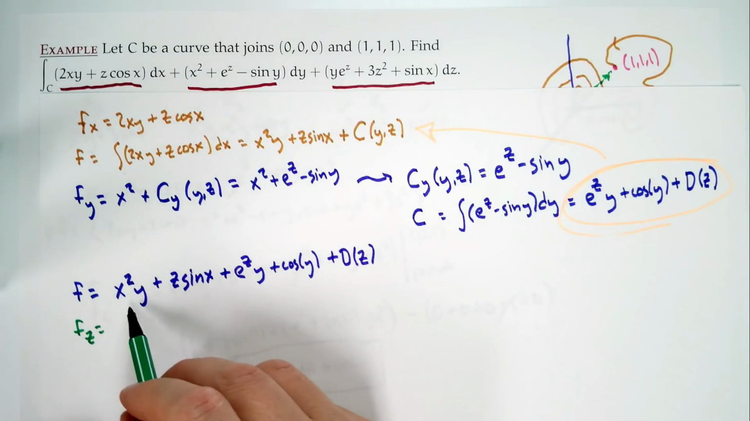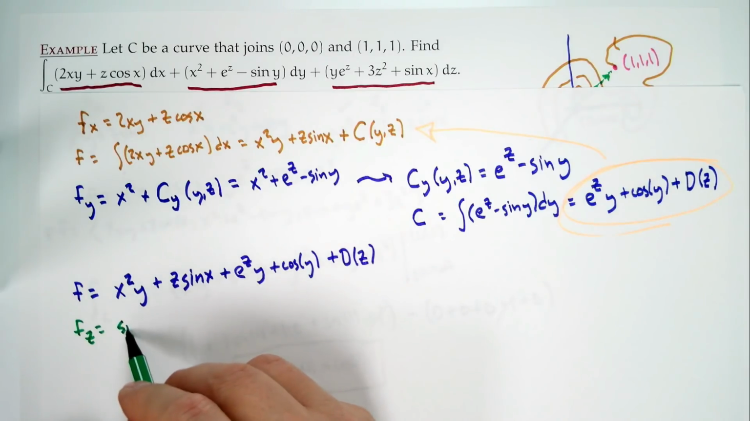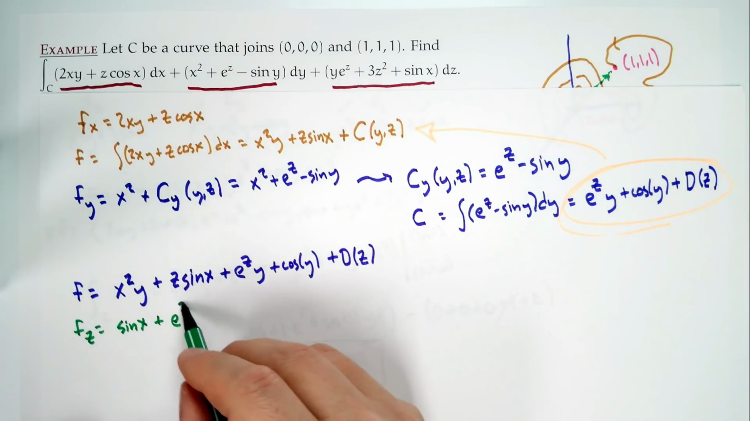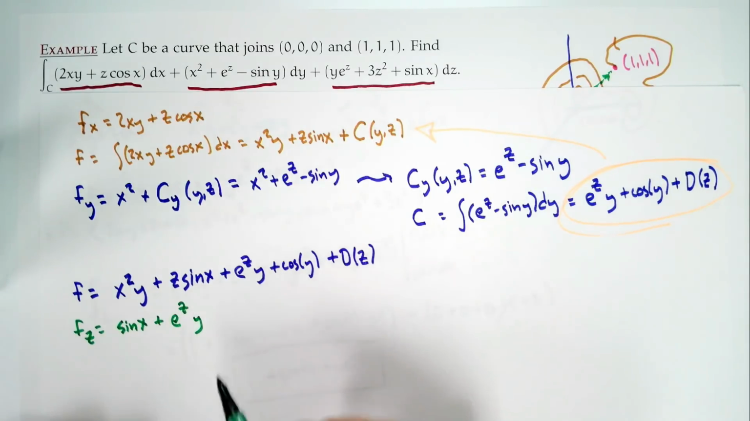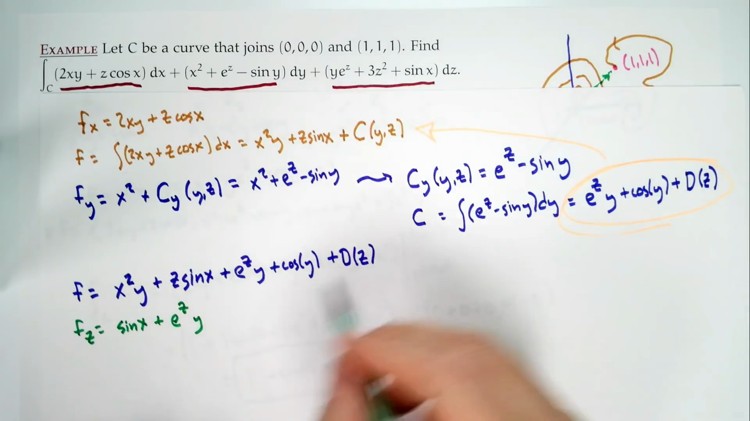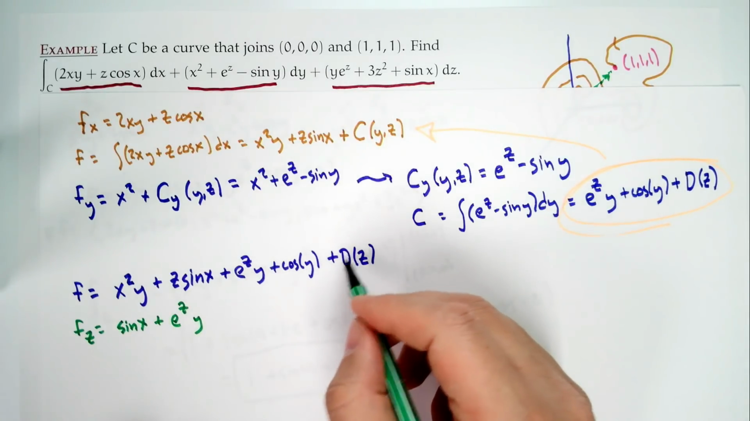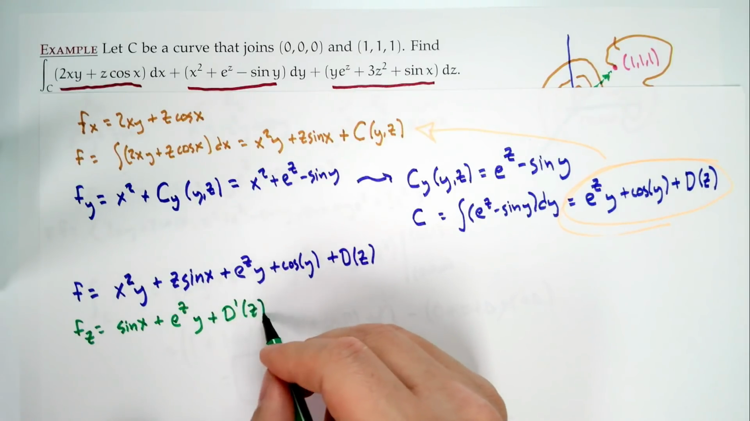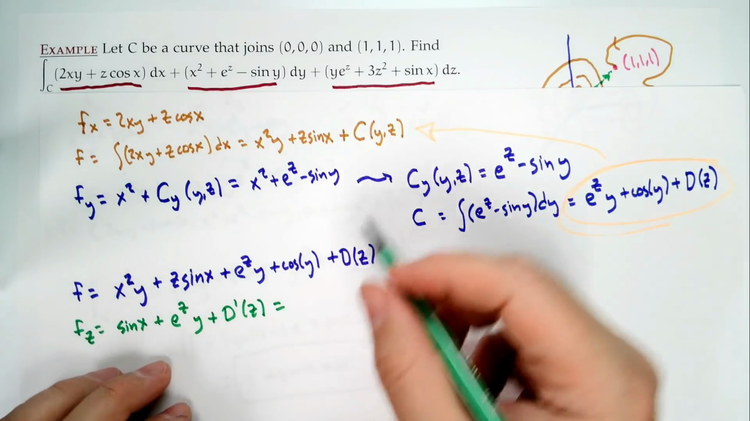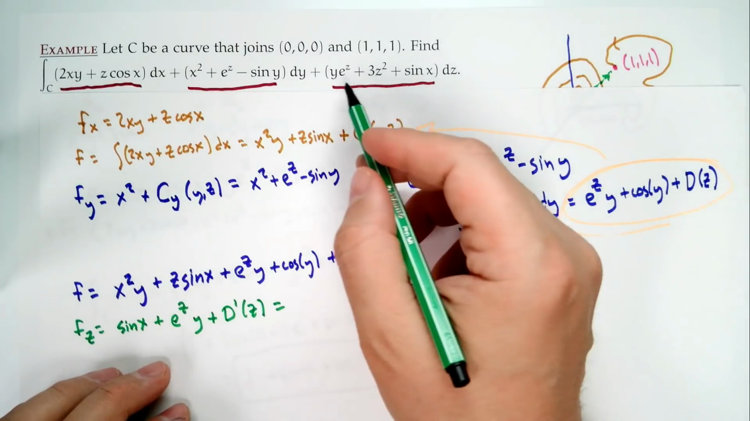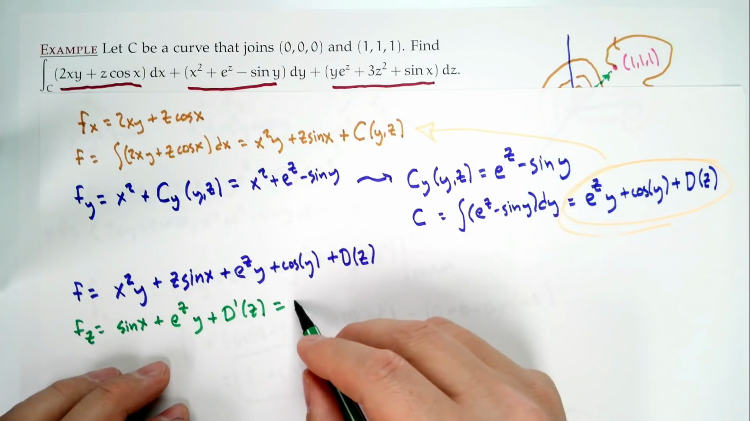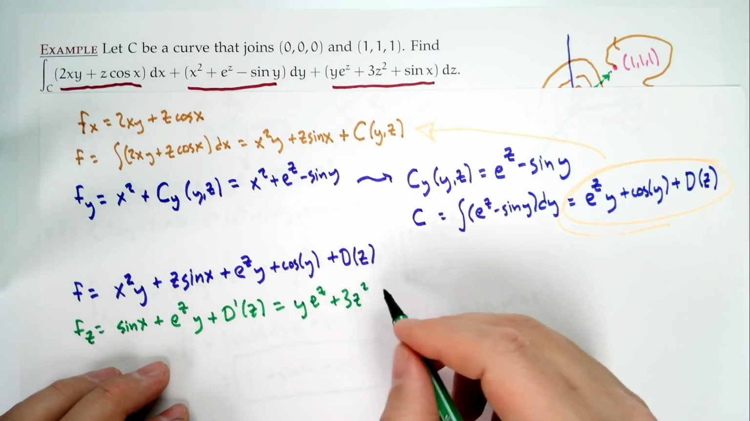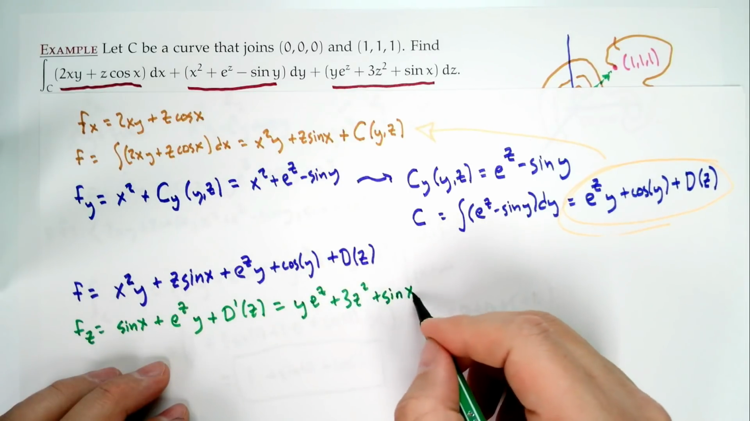Well, there's no z in the first entry. Here, we're going to get sine of x. Derivative of e to the zy will be e to the zy. Cosine y, there's nothing there. Plus the derivative of d of z, so that would be d prime of z. What will that equal? Well, it equals this part right there. That's the derivative of the function with respect to z. So that's y e to the z plus 3z squared plus sine of x.